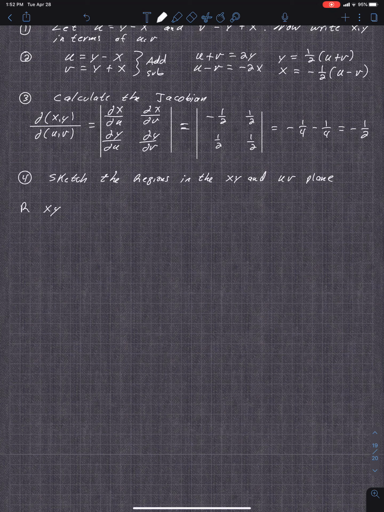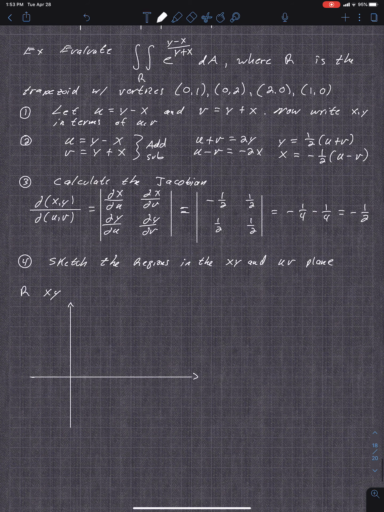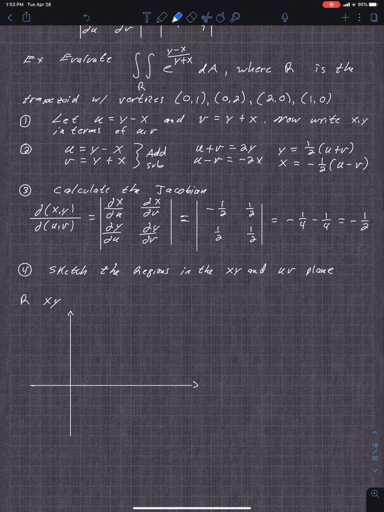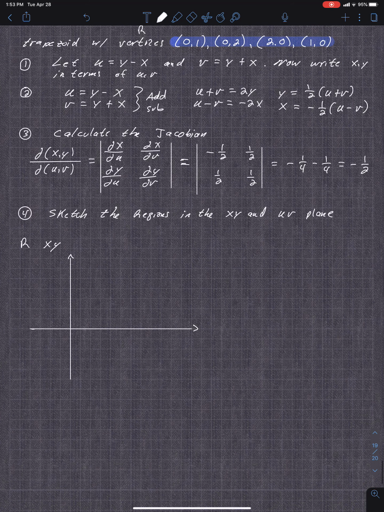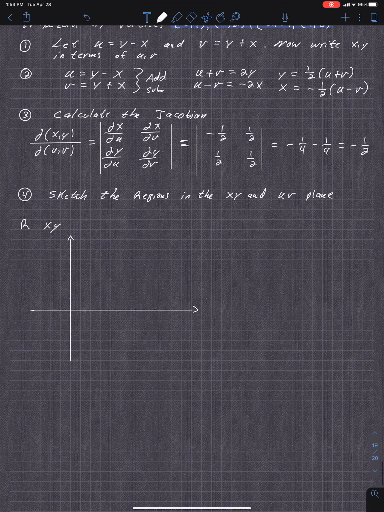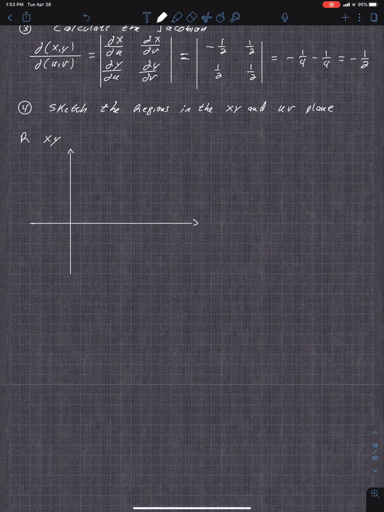Okay, so I'm going to draw on my coordinate system. It's in 2D, of course. All right, so the vertices are given here. So we're going to draw those vertices down here. And we know it said it was a trapezoid, so you know what the rest of the region looks like. So you have (1, 0), (2, 0), (0, 1), and (0, 2).